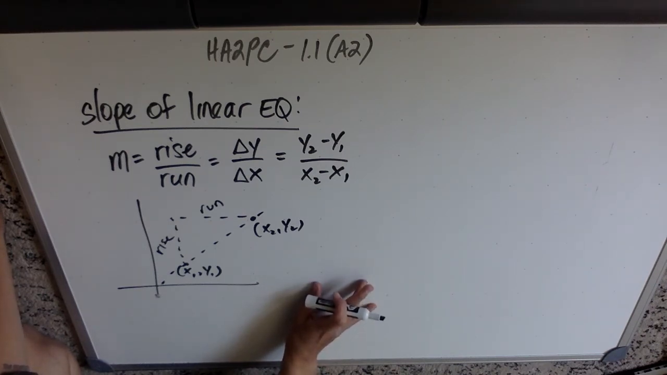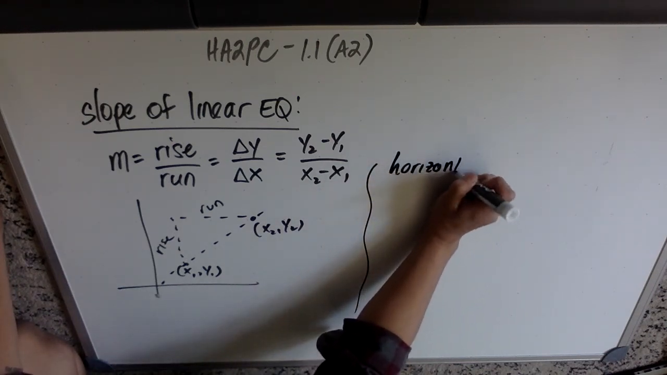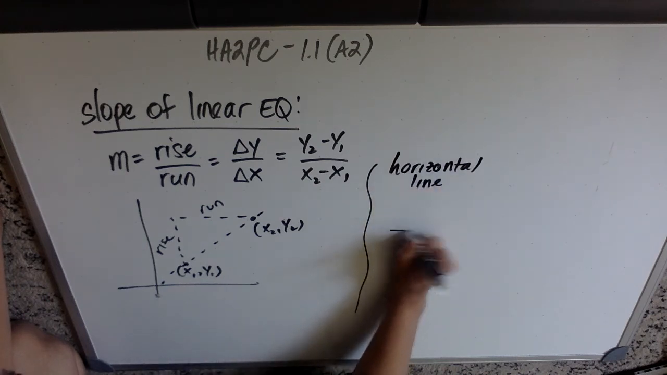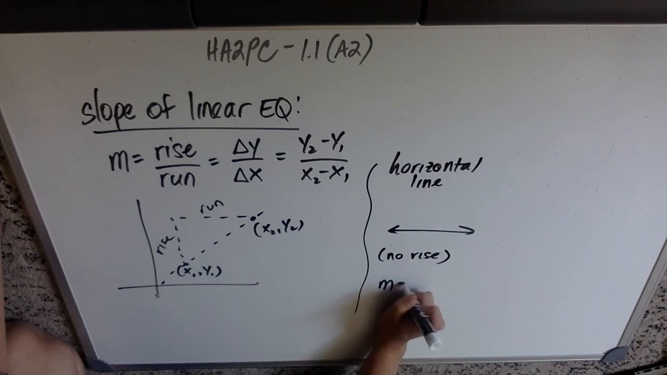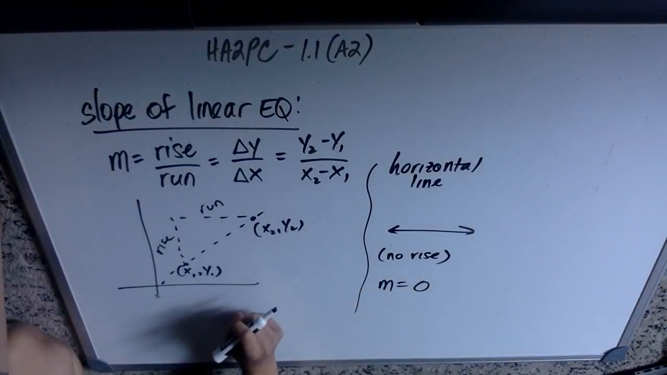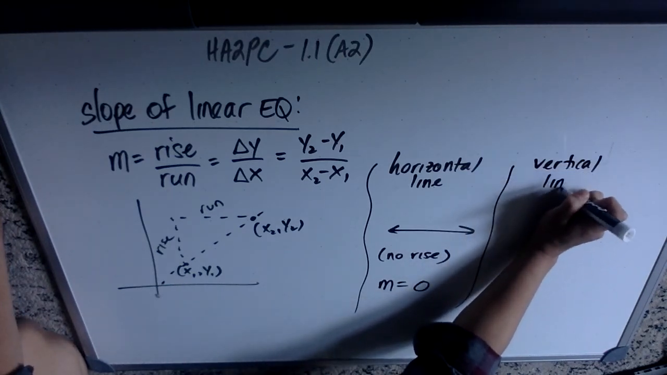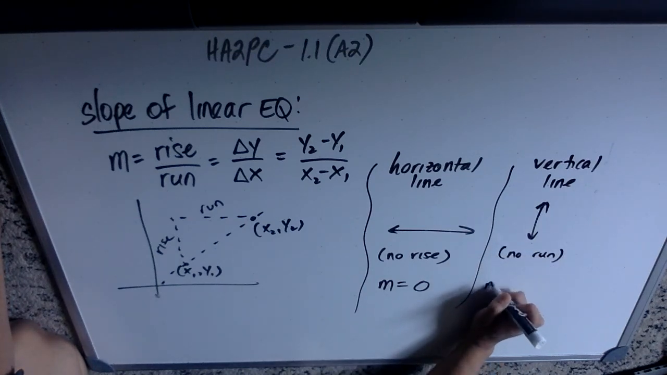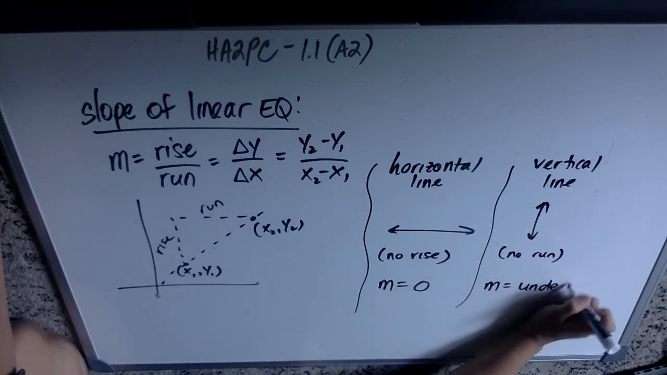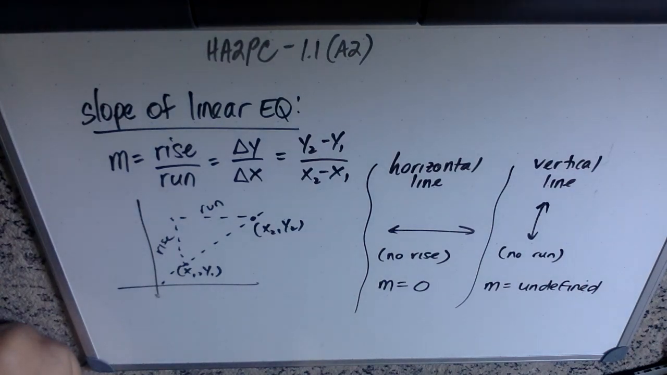We will also talk about the two special cases of lines. A horizontal line looks like this, and has no rise, so its slope is 0 because it would be 0 over some amount of run. And we'll also talk about vertical lines as we move forward. Vertical lines look like this. They have no run, and that means that the slope is what we call undefined. We'll address all of those later in chapter 1, but that's a quick intro to linear equations, and we'll move on from there.